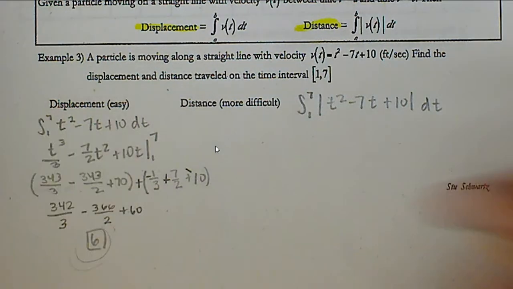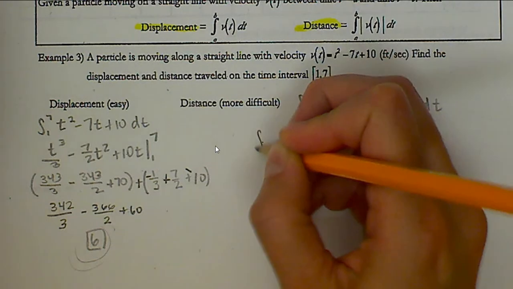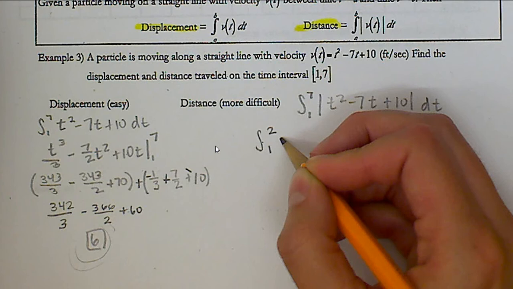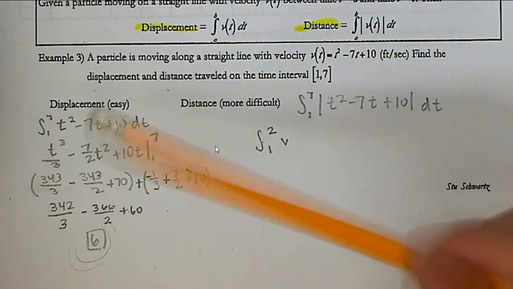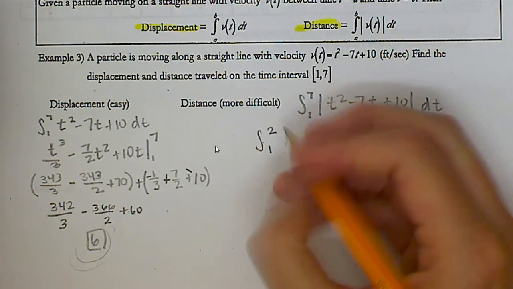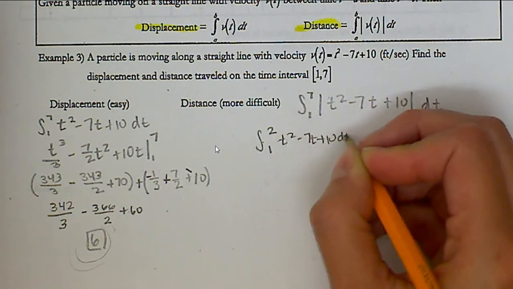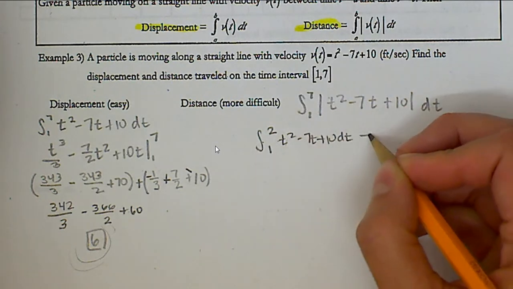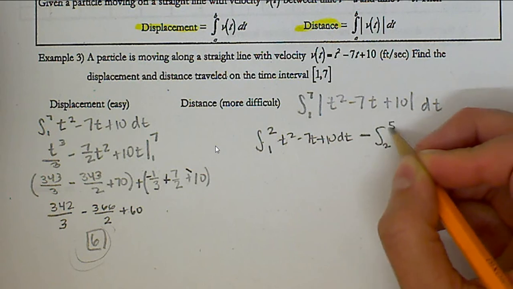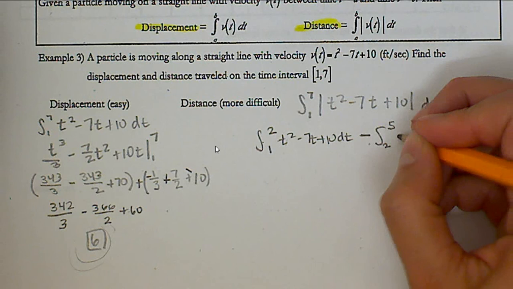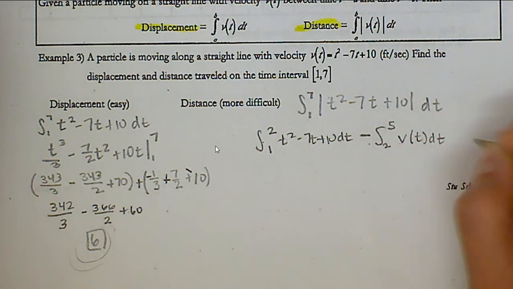I'd have to split this up into 3 integrals. One going from 1 to 2, and it would just be v of t. Well, I'll write what it is. So v of t is t squared minus 7t plus 10 dt. And then the next one, I'm going to subtract between 2 and 5. And I'm subtracting between 2 and 5 so I can flip this part of the graph up. And I'll just write v of t now to save time. And then this one, you would add between 5 and 7 of v of t dt.